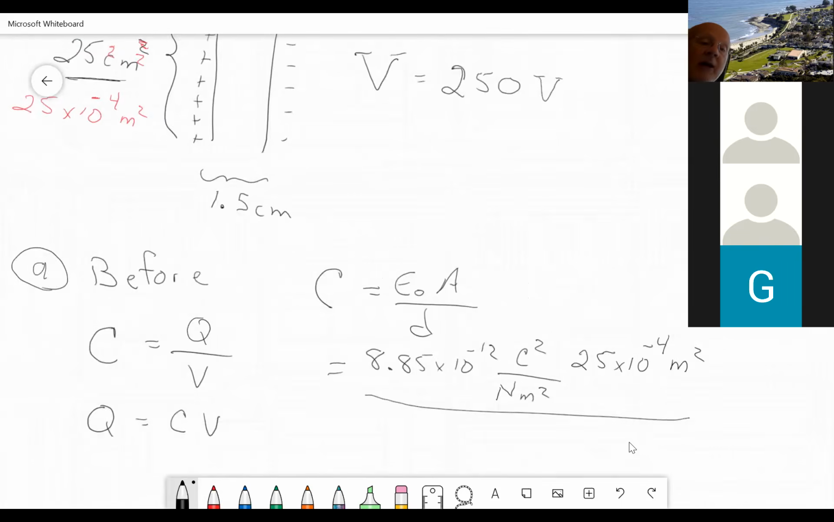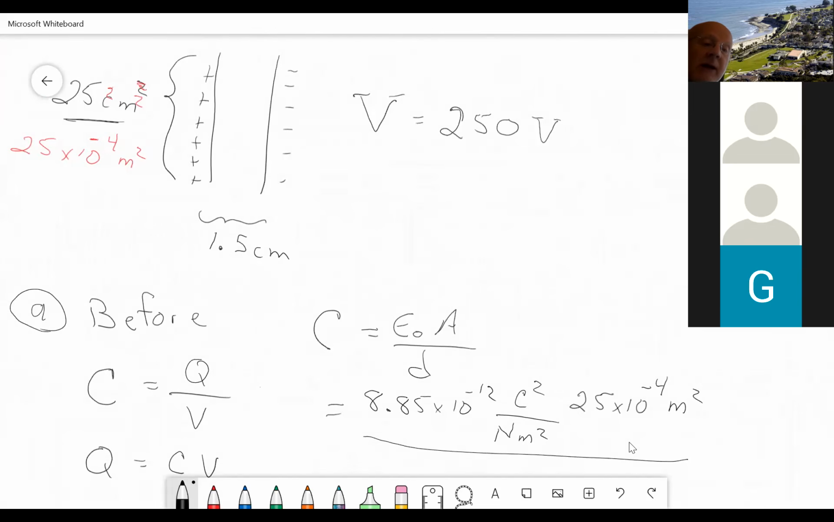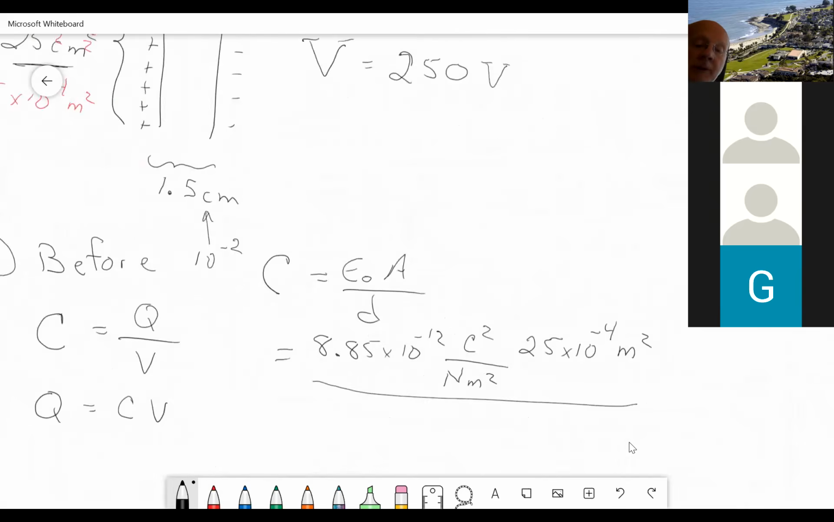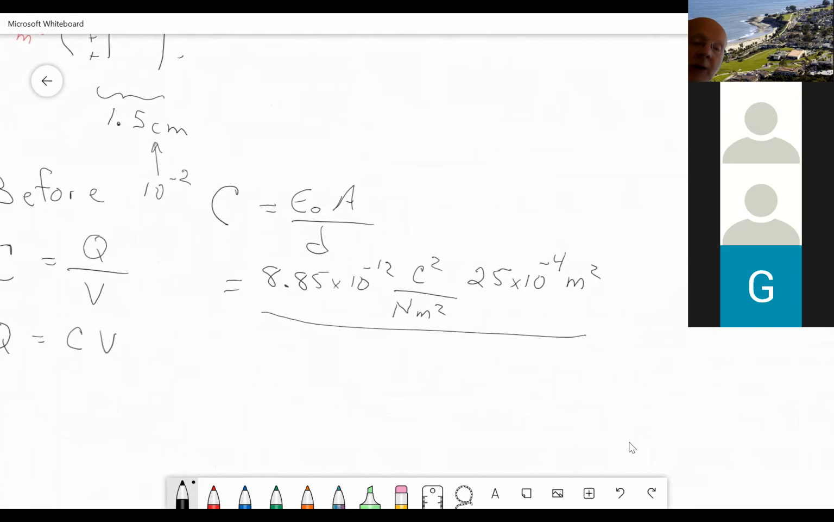And then likewise for distance, centa here means 10 to the minus 2. So this down here would be 1.5 times 10 to the minus 2 meters.